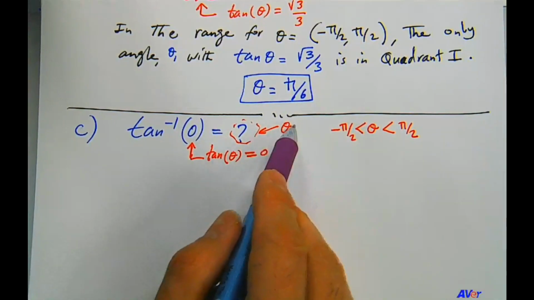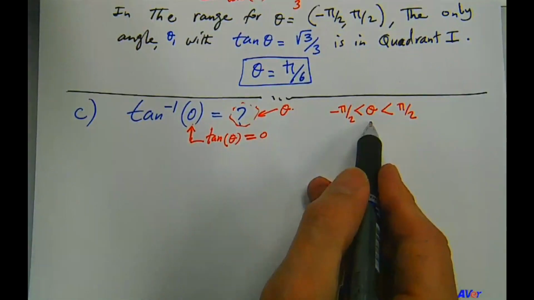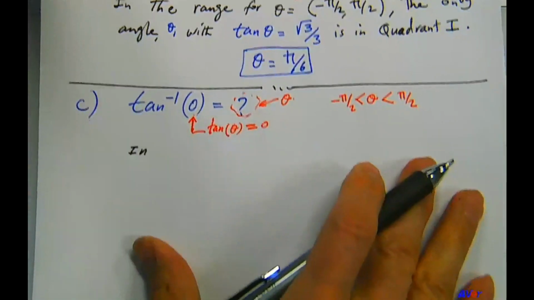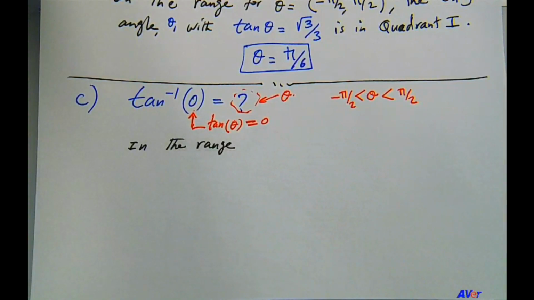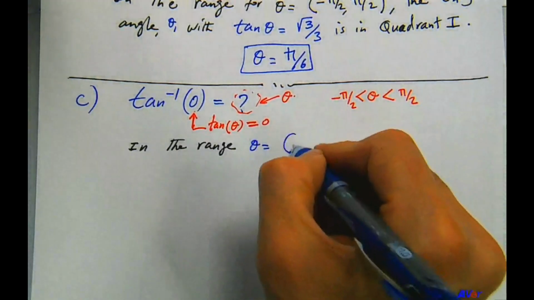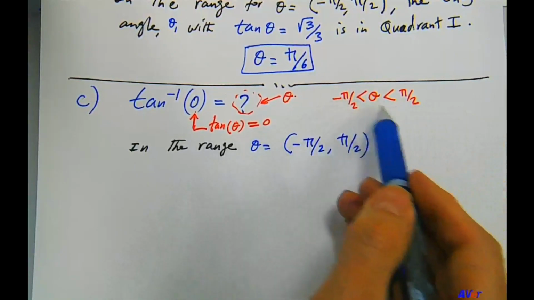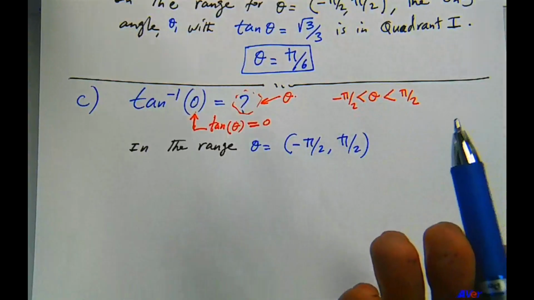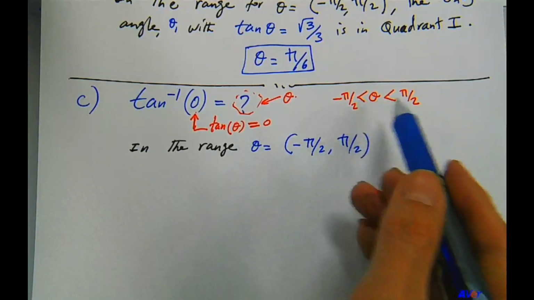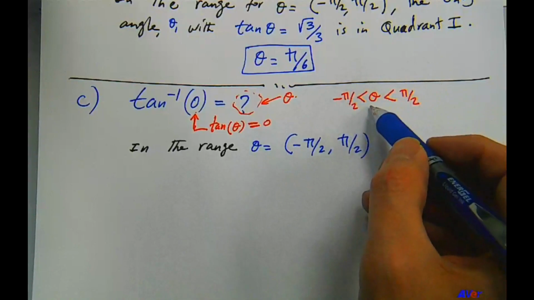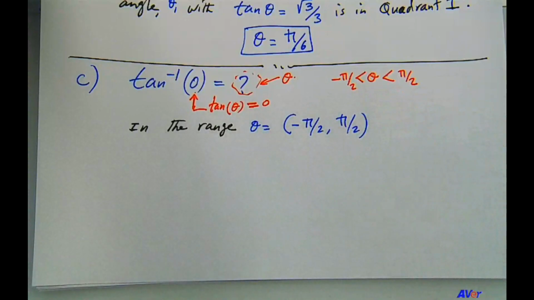So the tangent of that angle should be 0. So in this range, theta between minus pi over 2 and pi over 2. These two are the same thing. I'm sure you know that, but just in case, this is the interval notation, and this is just giving it in a different way. It's the same interval, shown in an inequality format.